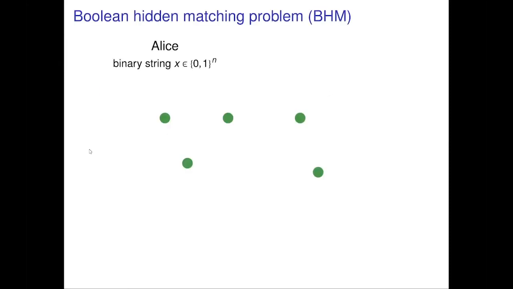Good. So the Boolean hidden matching problem is a two-party communication problem. The two parties are Alice and Bob. So Alice gets as input a binary string x in {0,1}^n of length n. One can think of this string as encoding a bipartition of the vertices of some graph. And it's good to think of this string as uniformly random. It will be that in the hard distributions. Now, Alice looks at the string x, compresses it into some message m, and sends the message to Bob.